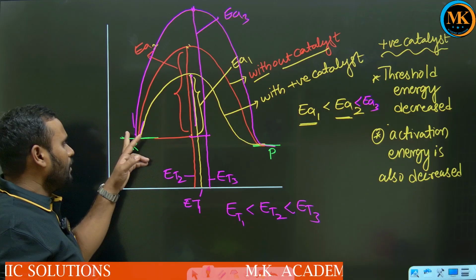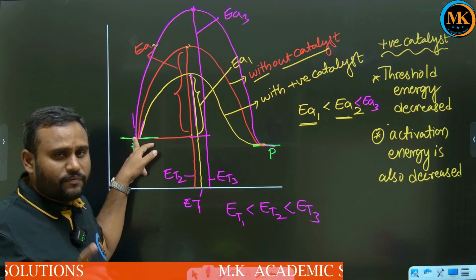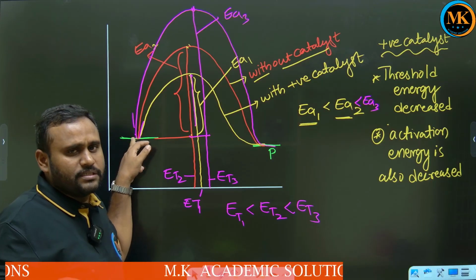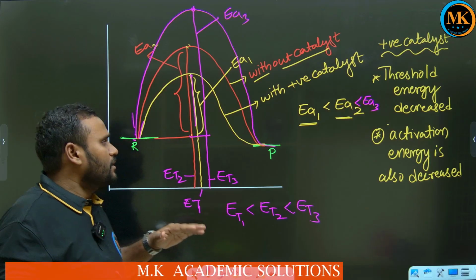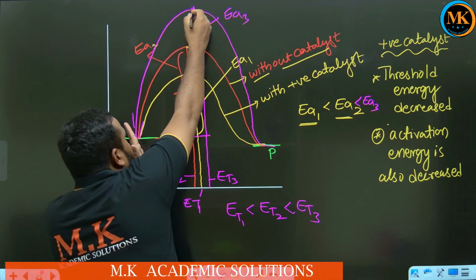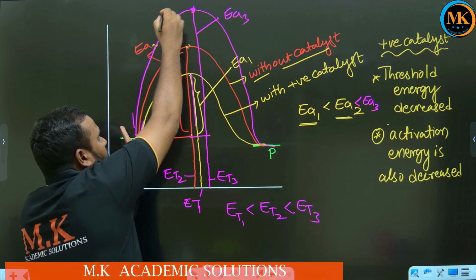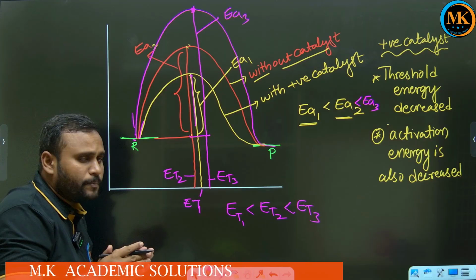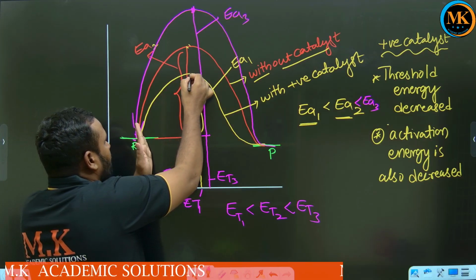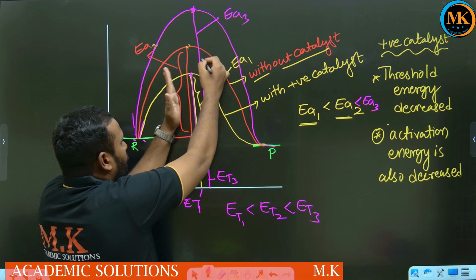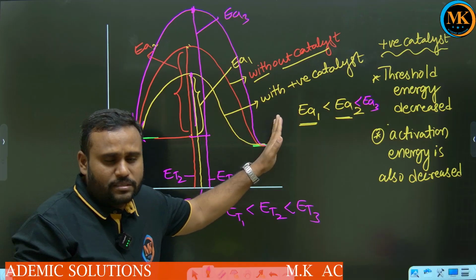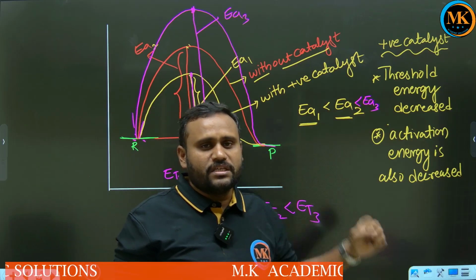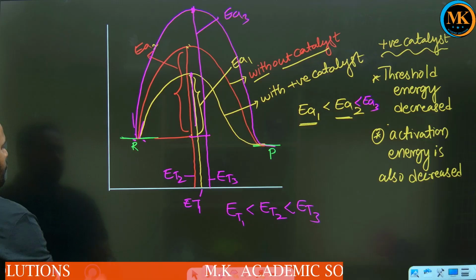That's why in the case of negative catalyst, the rate of reaction decreases. Why? Because due to more activation energy, fewer molecules cross the energy barrier. In the case of positive catalyst, there is less activation energy and more molecules immediately cross the energy barrier and give the product. Therefore the rate of reaction is more. So this is about the catalyst.